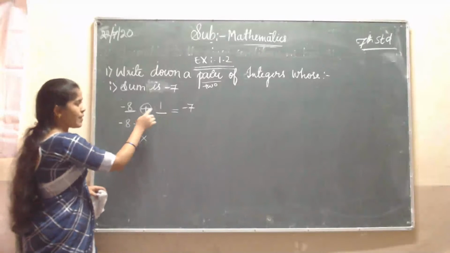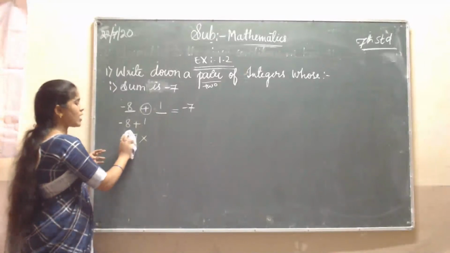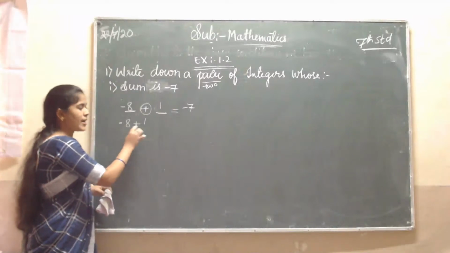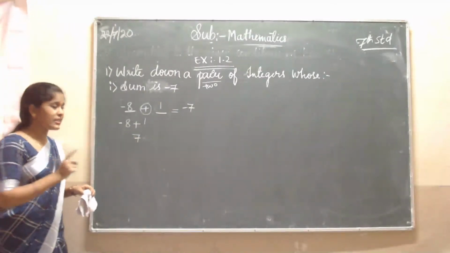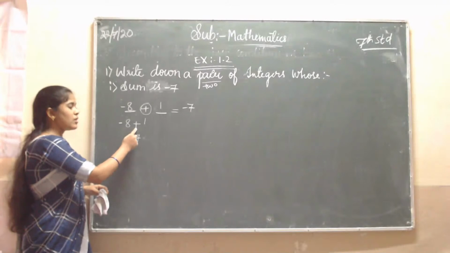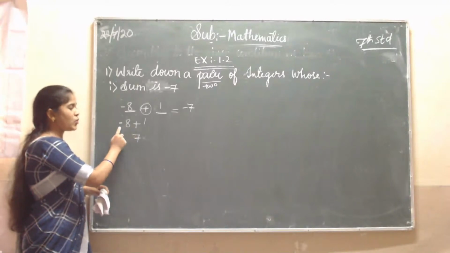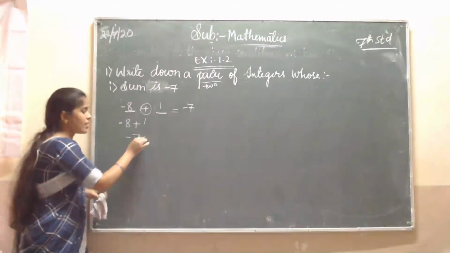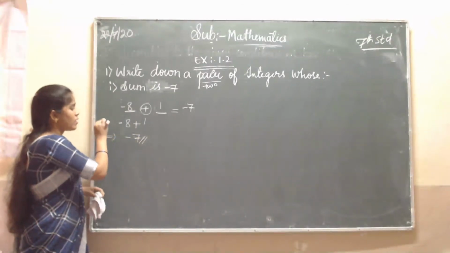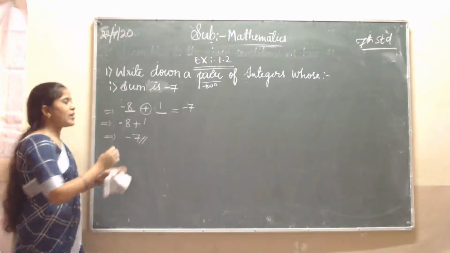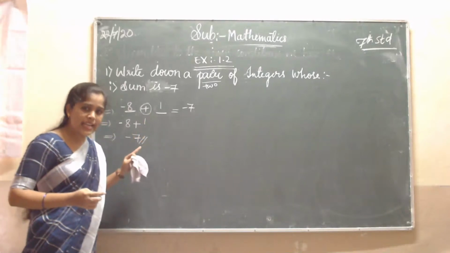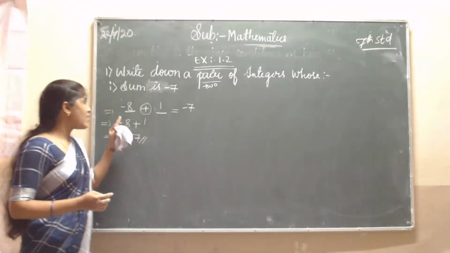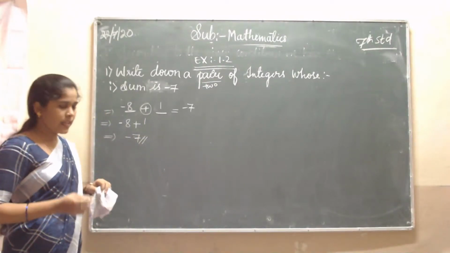Minus 8 plus 1. So here plus into minus is minus. 8 minus 1 is 7. But here there are two signs, positive and negative. In that the 8 is the greater number, so minus 7. Here if you take minus 1, then you will get the answer 7 plus 7. But here we want minus 7. So take the big number as negative.